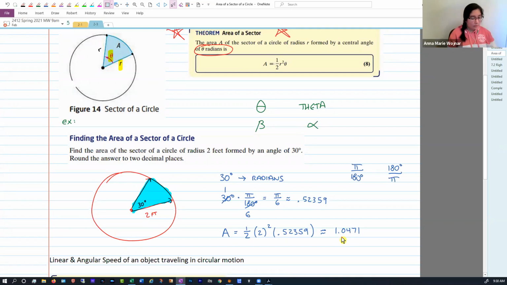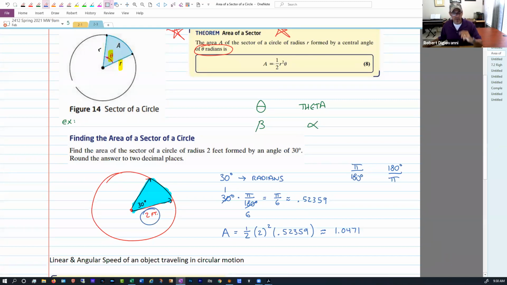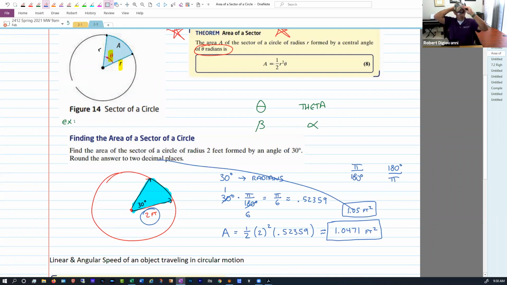Now the question is, what's the units? And I heard feet squared. That is correct. Remember that the original radius was given in feet, and since we're talking about area, we have to take the unit and square it. So there it is. Any questions? It said to round to 2 decimal places here, so we would actually round this to 1.05 square feet. Any questions there? It's just a formula you plug in. Just remember, the angle must be in radians, or else you can't use the formula, right?